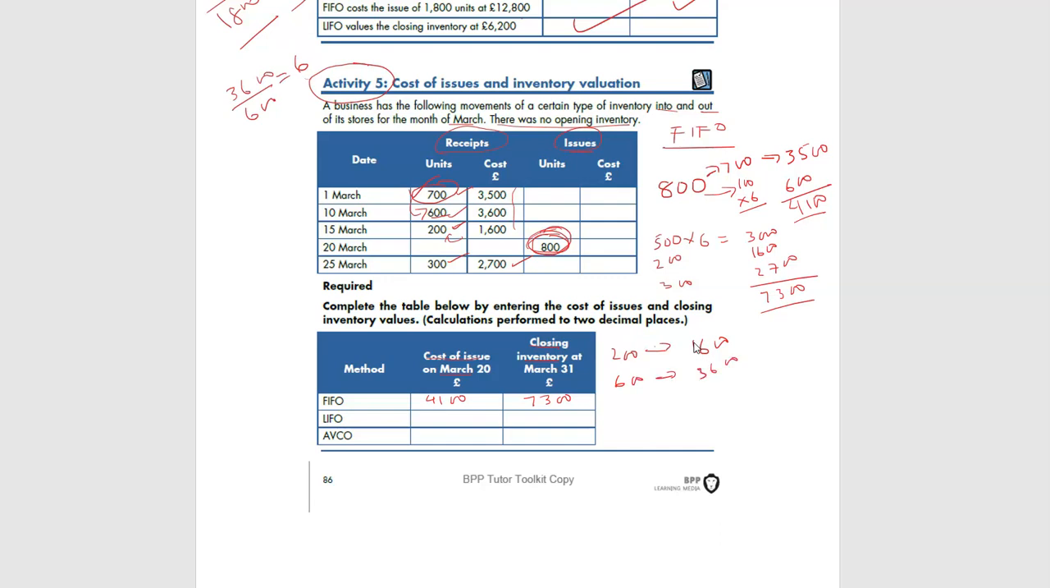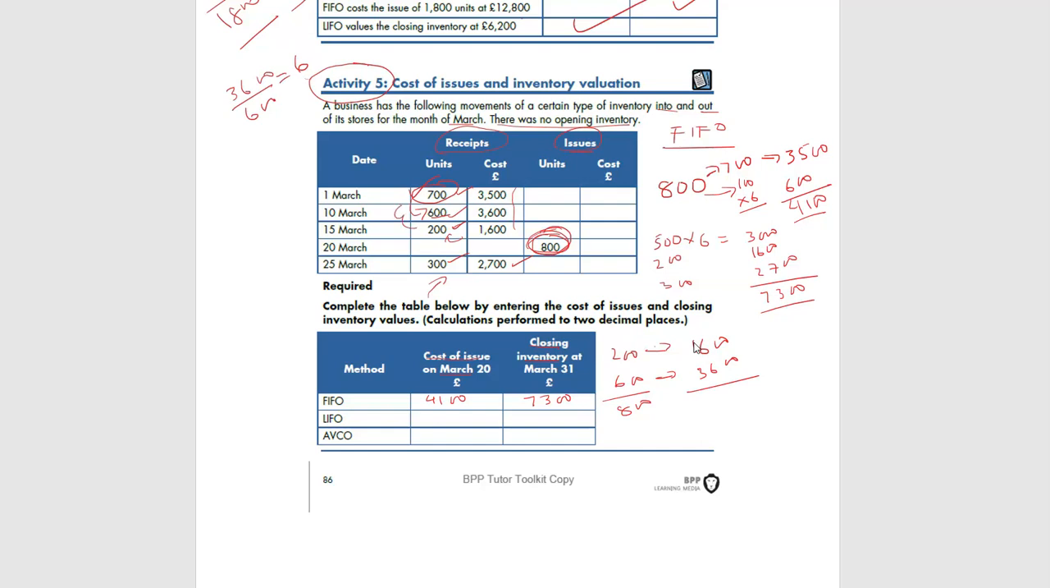So for the 800 under LIFO, last in first out, this one is the last in. Remember that we don't go to this 300, because it comes after the 20th of March. Before the issue, we take the most recent purchase first. The most recent purchase is 200, and after that we have 600 and 700. So we go from there, there and there, from down to top.